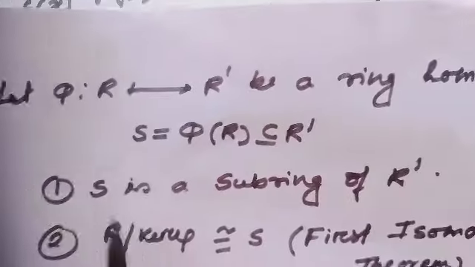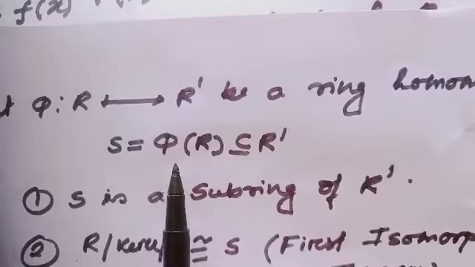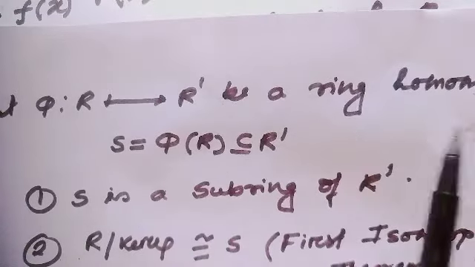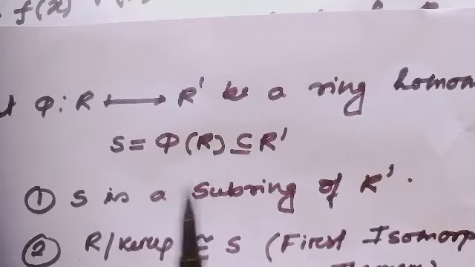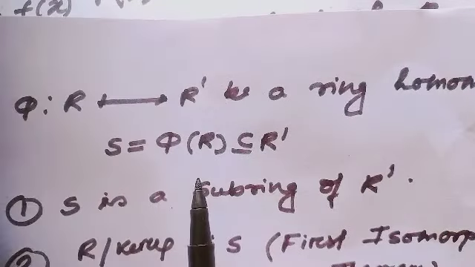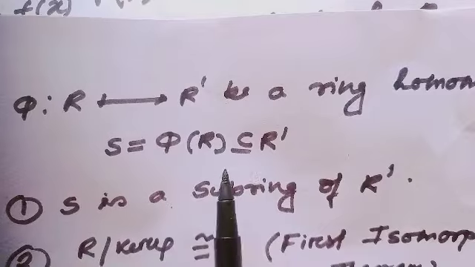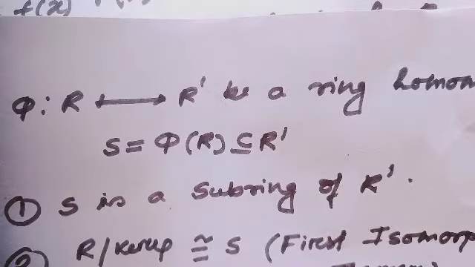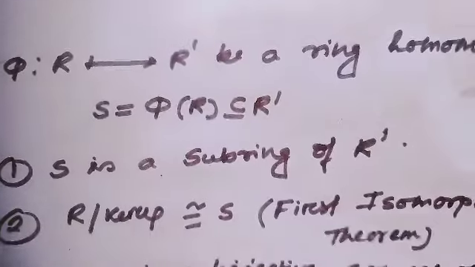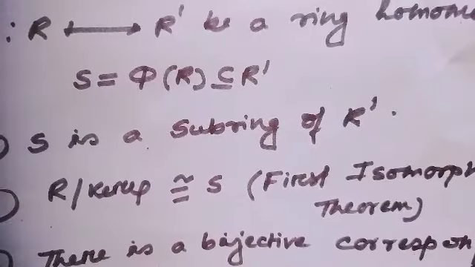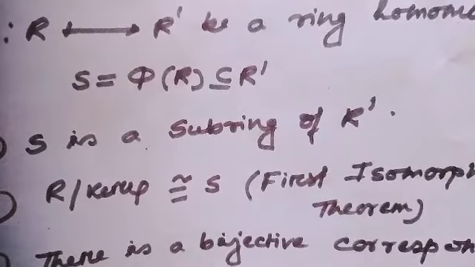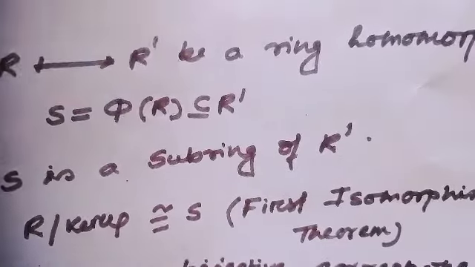Of maximal ideal. In my earlier video I had seen φ be a mapping from R to R', which is a ring homomorphism, and S equal to the image of this φ, which is contained in R'. Then obviously S is a subring, and by the first isomorphism theorem we can tell R mod ker φ is isomorphic to S. And this theorem we all of us know.